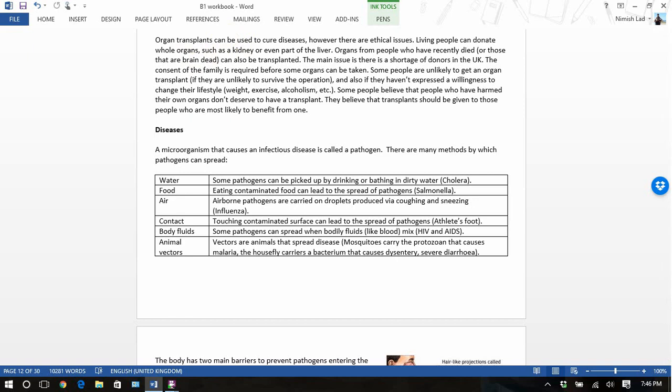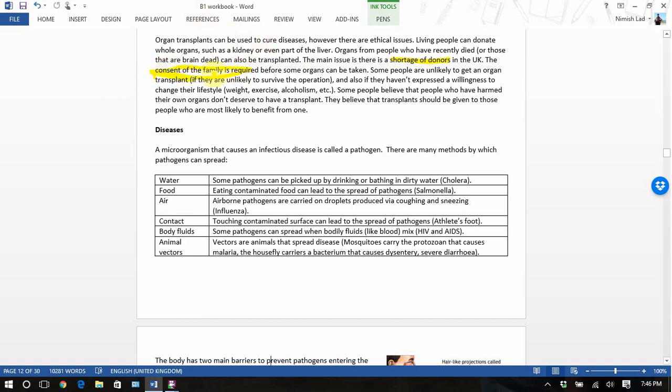So living people could donate their whole organs, such as a kidney or part of the liver. Organs from people who have recently died or people that are brain dead can also be transplanted. The main issue is a shortage of donors, and this is not just in the UK, this is worldwide. Consent of the family is required before some organs can be taken.